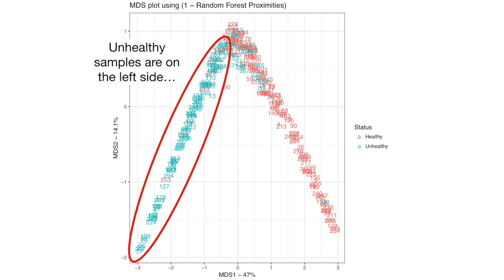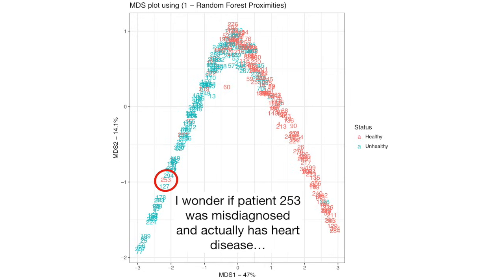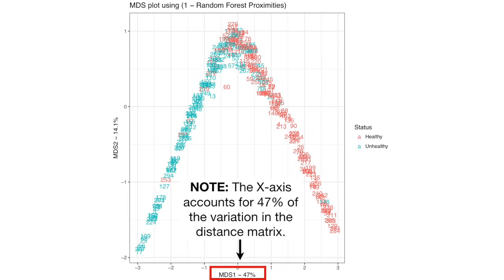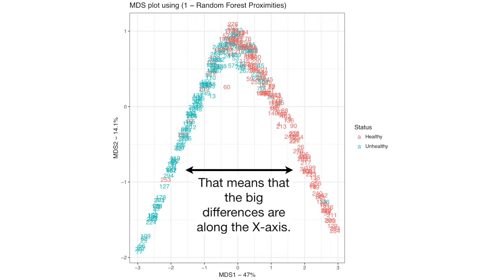Unhealthy samples are on the left side. Healthy samples are on the right side. I wonder if patient 253 was misdiagnosed and actually has heart disease. Note, the x-axis accounts for 47% of the variation in the distance matrix. The y-axis only accounts for 14% of the variation in the distance matrix. That means that the big differences are along the x-axis.